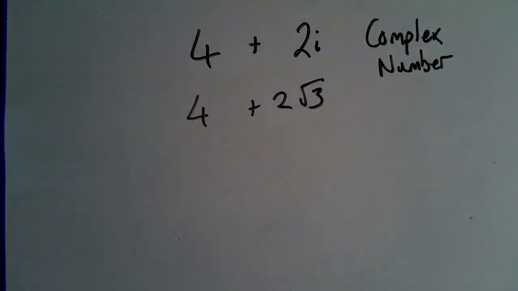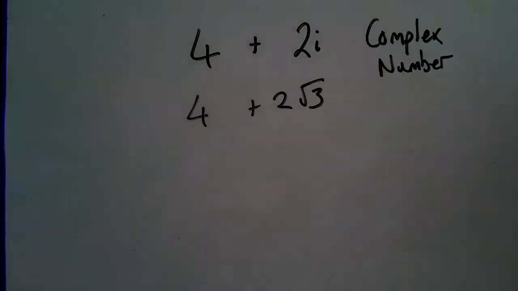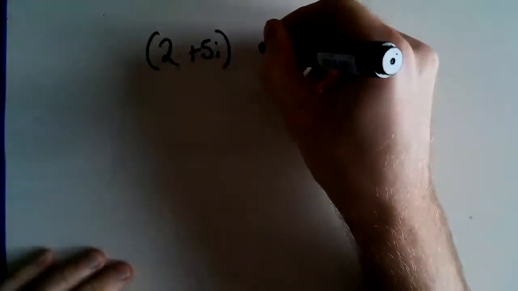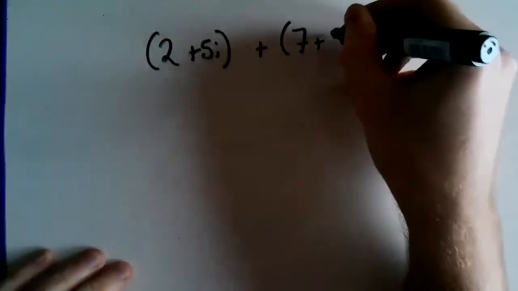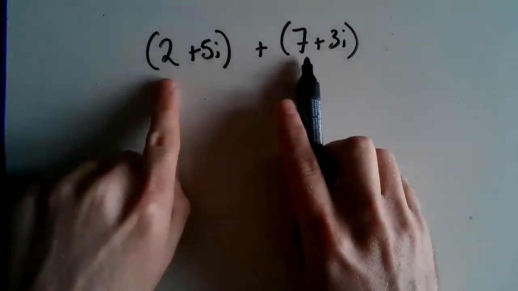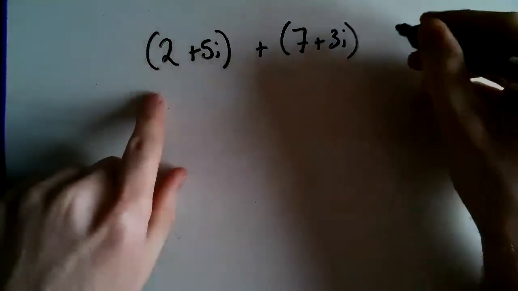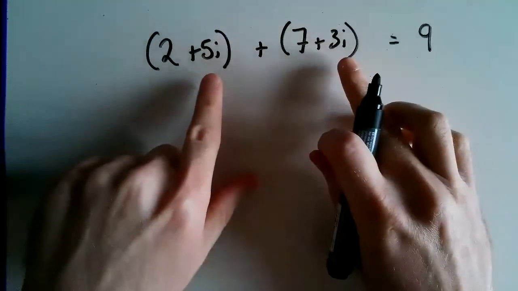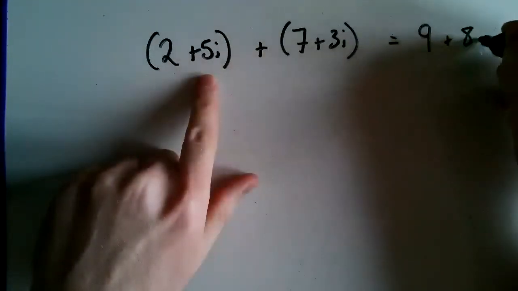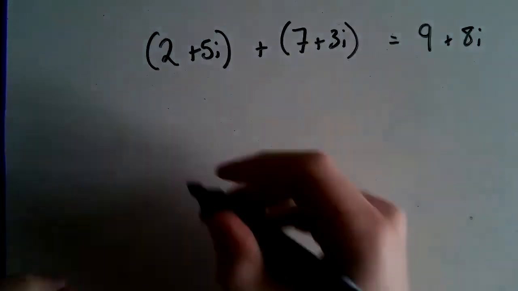So the first thing we'll do is look at how we add and take away complex numbers. I just want to do a few examples. Again, you might be able to pause it and try them yourself. So 2 plus 5i, that's one complex number, and I'm going to add that to 7 plus 3i. Well, I can add these terms here: 2 add 7 gives me 9. I can add these terms here: 5i add 3i gives me 8i. Just like we could with surds.